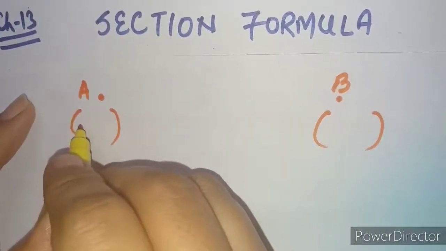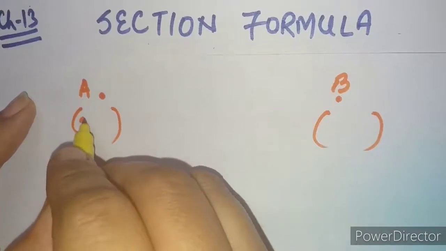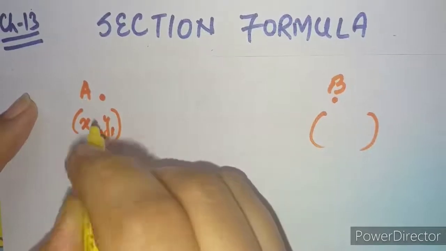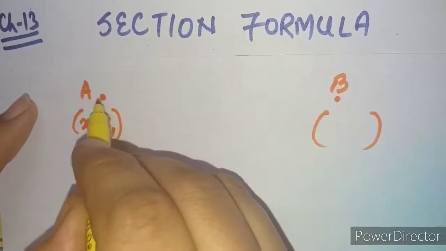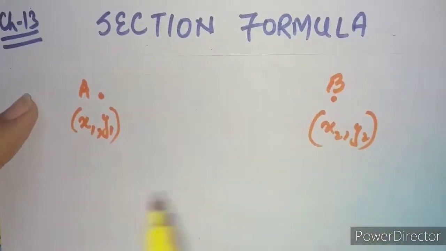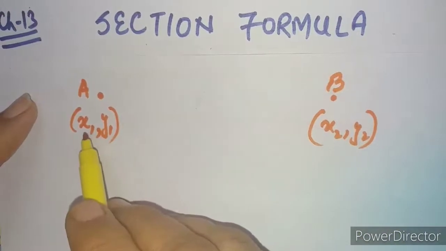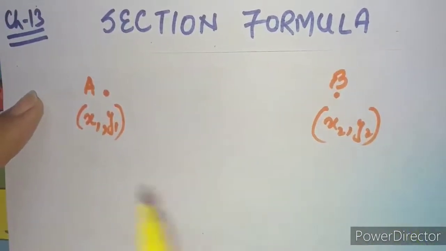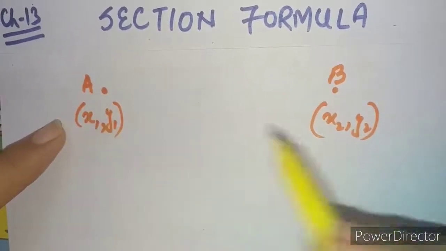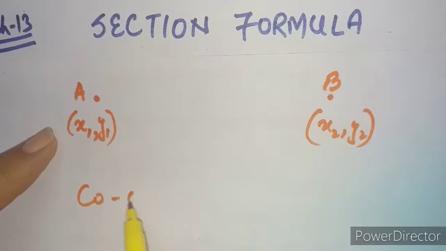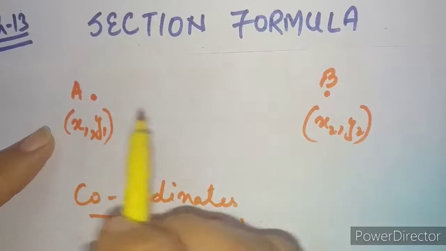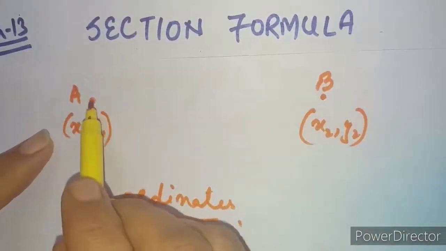And what is the name of those locations? You remember, the name of such locations is coordinates. This x1 y1 is the coordinates of point A, and x2 y2, these are imaginary coordinates only. You can give any name or notation to these coordinates, but for convenience I have taken x1 y1 for A and x2 y2 for B. These are the coordinates.